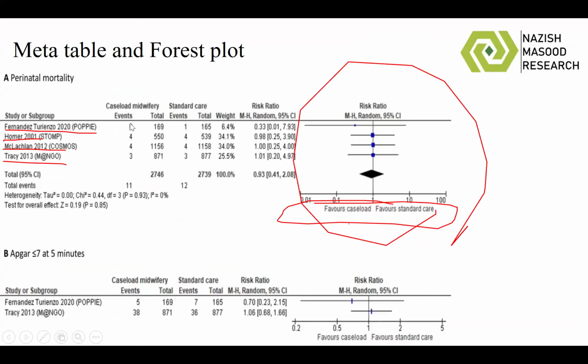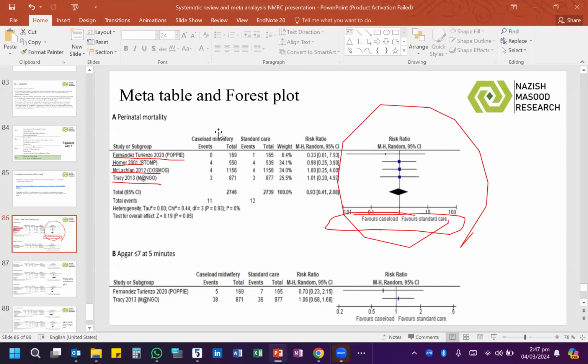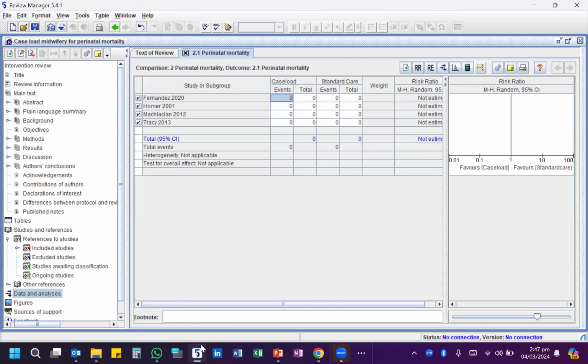So for Fernandez, for caseload midwifery, there was 0 event and there was total 169. And for standard care, there was 1 event and the total was 165. So 0, 169 and 1, 165. So what I'll do is I'll just come here, 0, 169 and then 1, 165. I'm just entering data here.